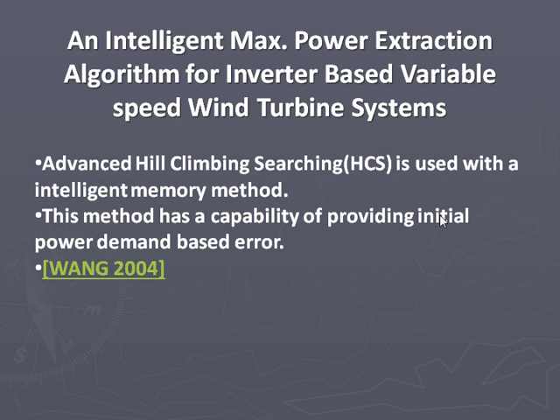And the other paper is intelligent maximum power point extraction algorithm from inverter based variable speed wind turbine systems. And as I told you, it's HCS, hill climb searching. It's something like, with the wind speed which we take from the anemometer, it is compared with the maximum power. So the power will be rising compared to the wind speed. It's called hill climb searching control method, and here an intelligent memory is used to implement this control method.